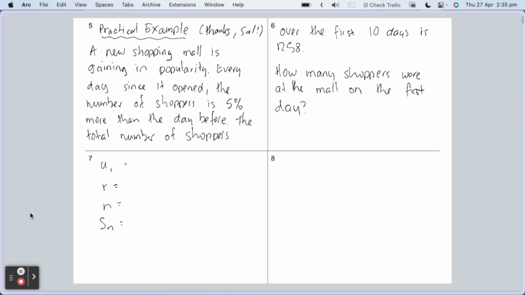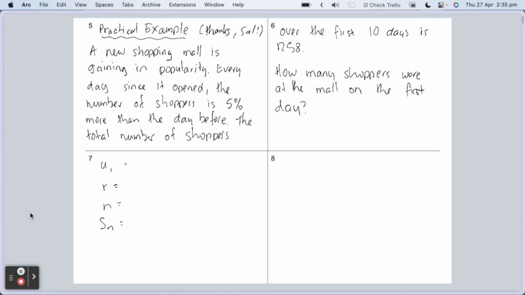Okay, so key points. It's going to be geometric because of the 5%. It's growing by 5% each day. It's going to be a geometric series because you're given the total number of shoppers over a period of time as opposed to the number of shoppers on a single day. The question is how many shoppers were at the mall on the first day.